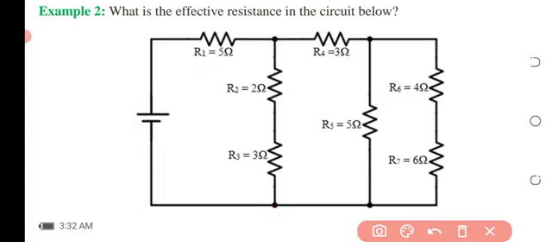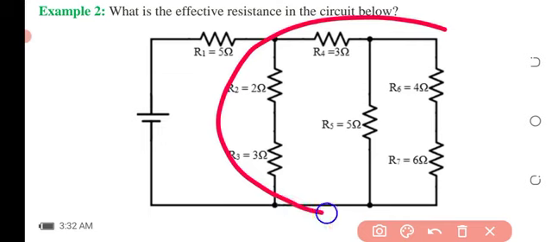Now, if we are to calculate the equivalent resistance here, the first thing to do is to calculate the resistance across the loop. I refer to this part as the loop.